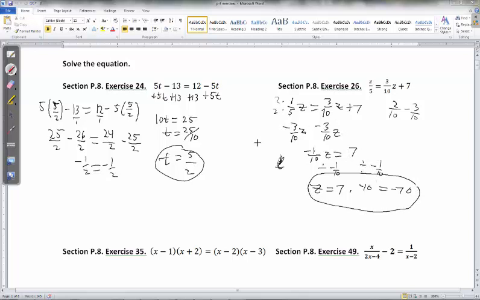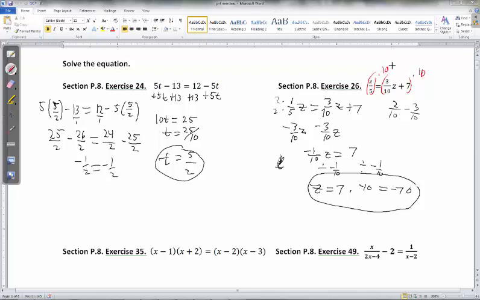Now, how my students typically do this is that they will clear fractions. To clear fractions, you find the least common denominator, which in this case would be 10, and you multiply it into both sides. Times 10, times 10.